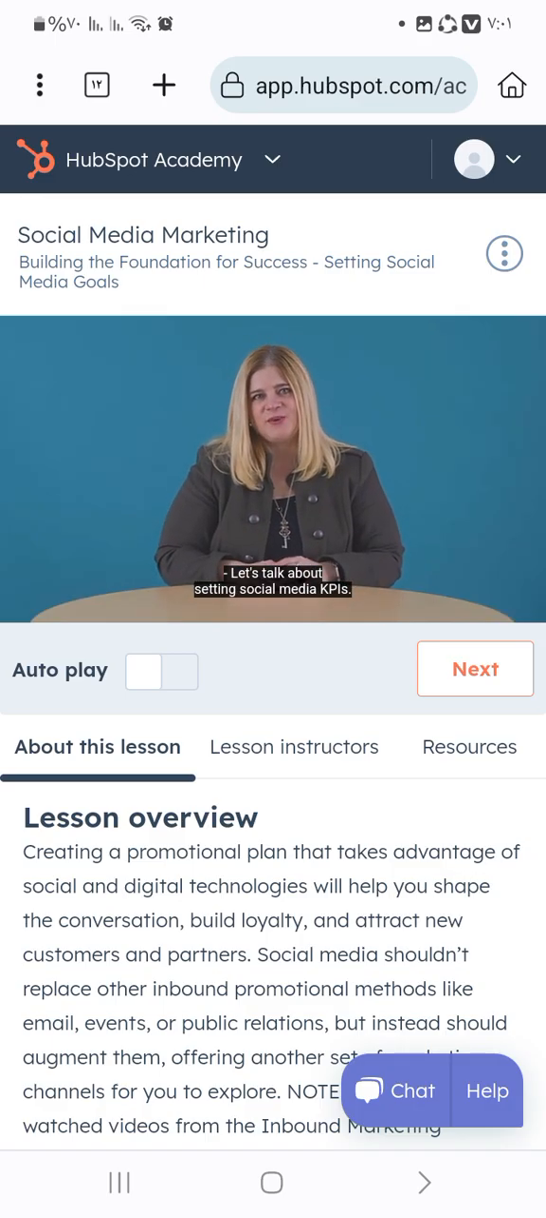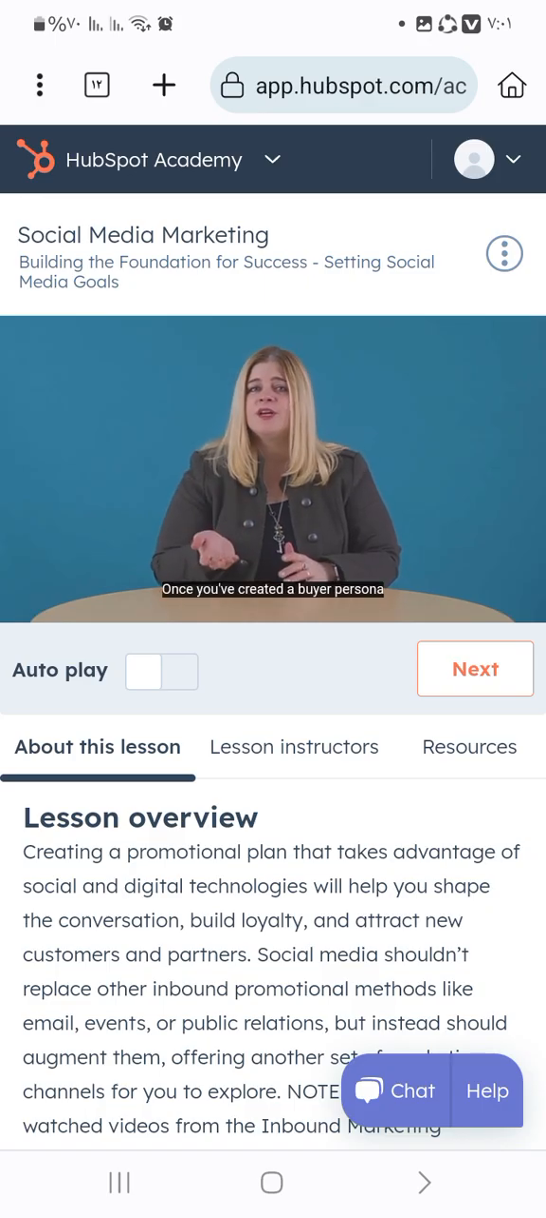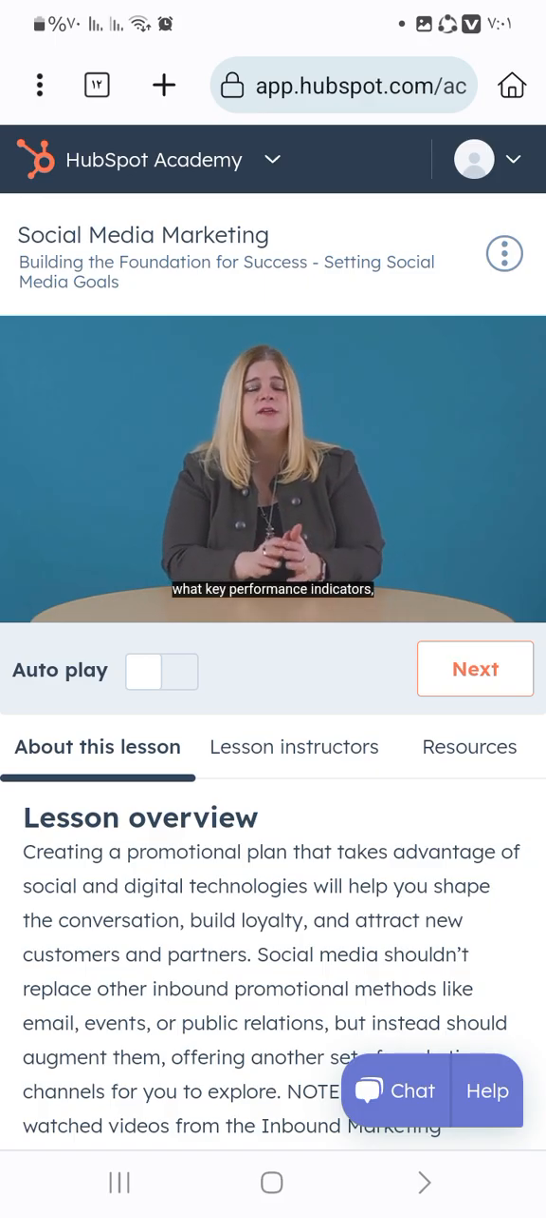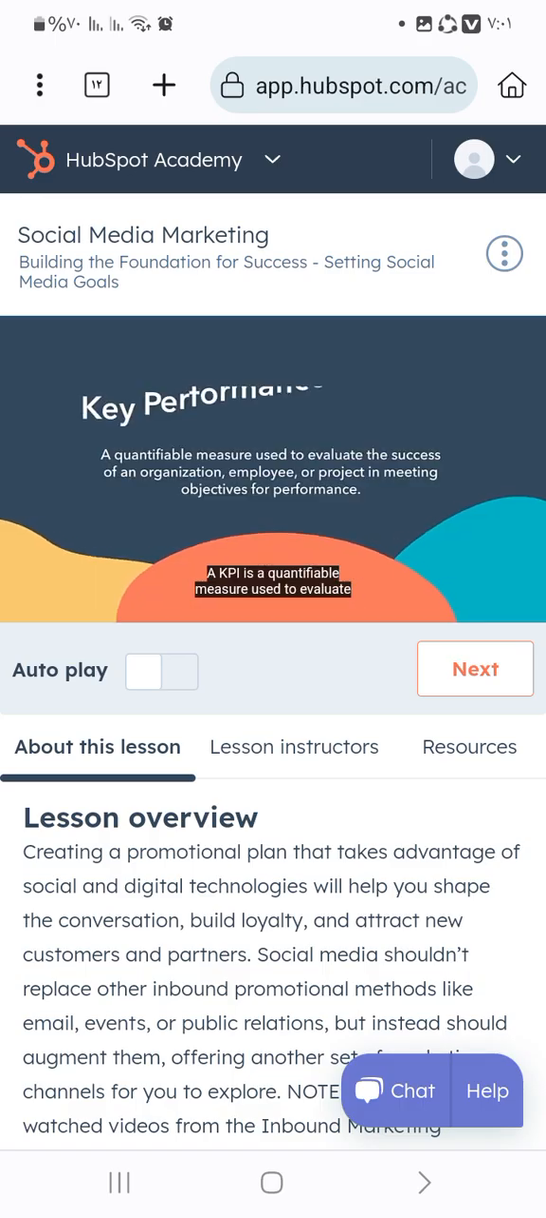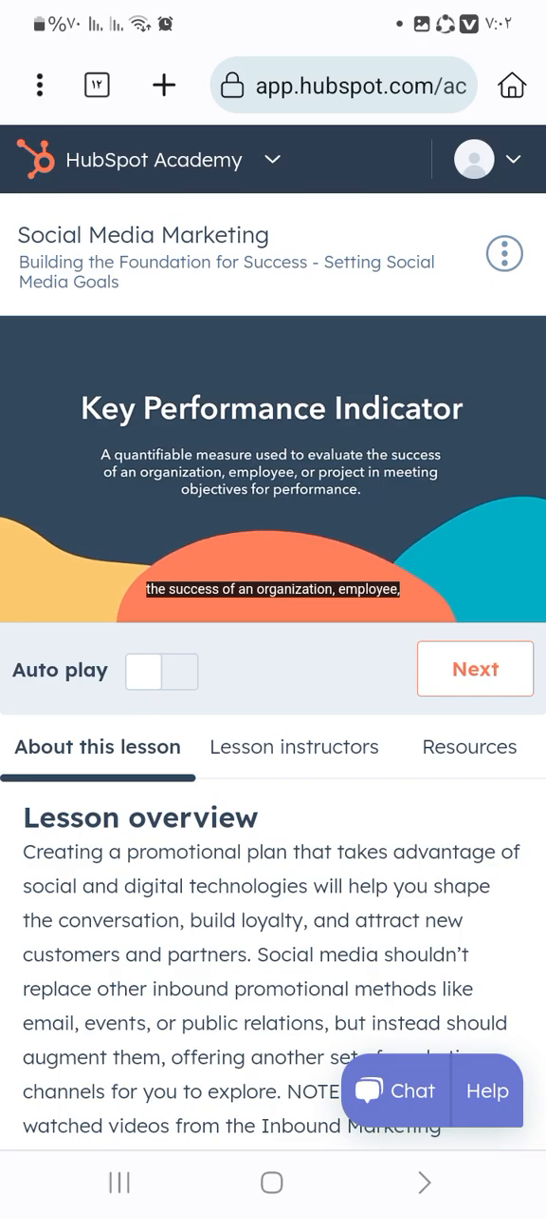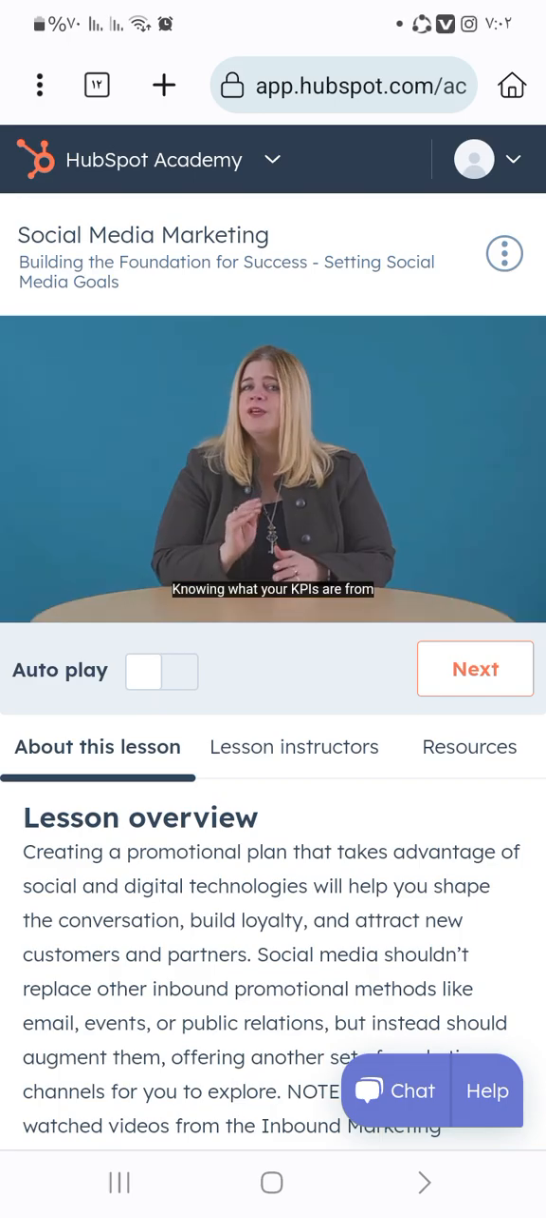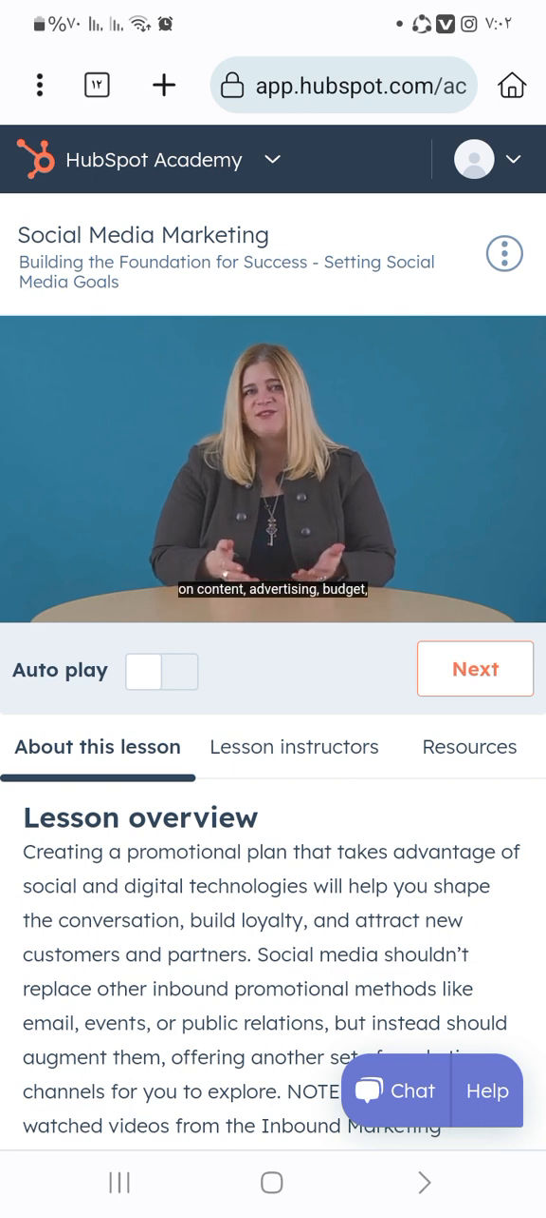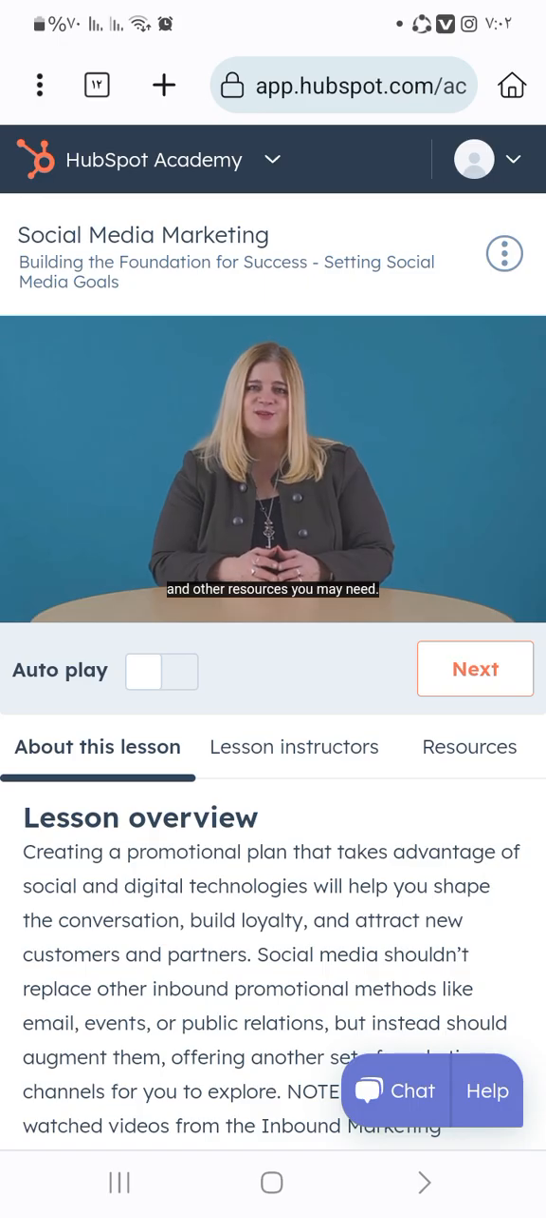Let's talk about setting social media KPIs. Once you've created a buyer persona and mapped out some SMART goals, you can do a deeper dive and determine what key performance indicators or KPIs you should be targeting in your social media strategy. A KPI is a quantifiable measure used to evaluate the success of an organization, employee, or project in meeting objectives for performance. Knowing what your KPIs are from the start will help you make crucial decisions on content, advertising, budget, and other resources you may need.